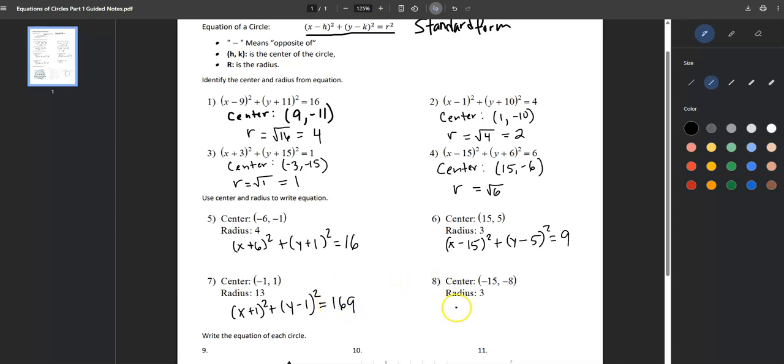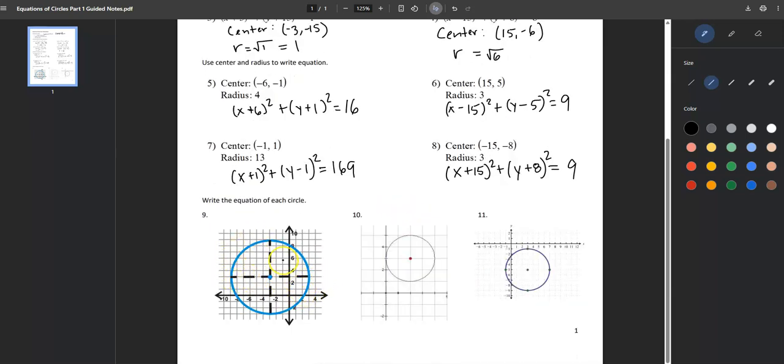This last one here, we've got x plus 15 because of the minus, and then y plus 8 squared. Don't forget your squares. And that equals 3 squared, which would be 9 for that one.